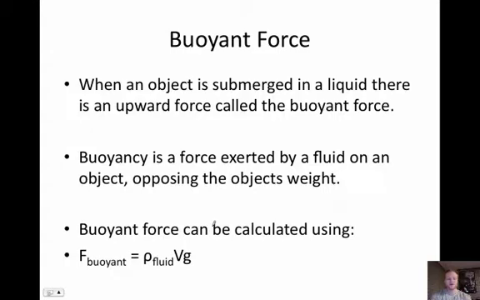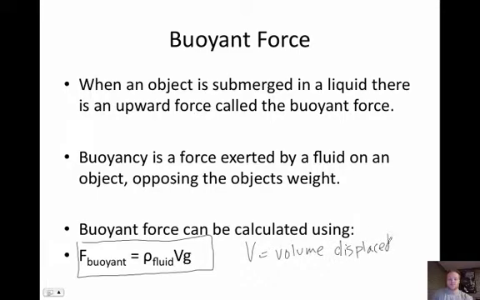Buoyant force is exerted by all fluids, not just water, so it can be any fluid, and it all depends on this formula down here on the bottom. The buoyant force equals the density of the fluid times the volume displaced, that's what the V is, the volume displaced of the water, times gravity. So that's going to be an important formula that we're going to be using in the next couple of example problems. So buoyant force is density of the fluid times the volume displaced of the object, times gravity. All right.